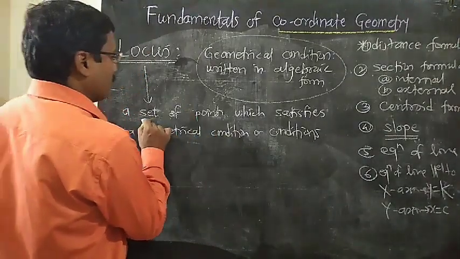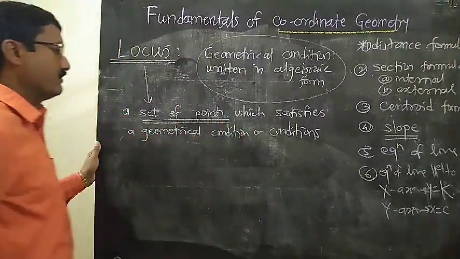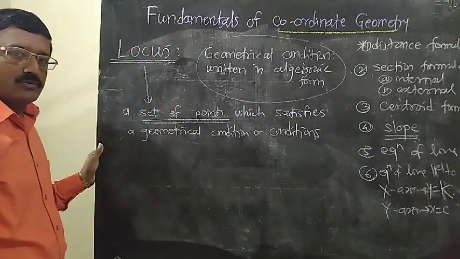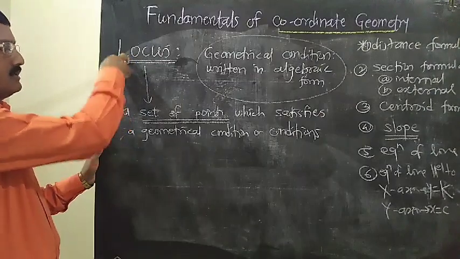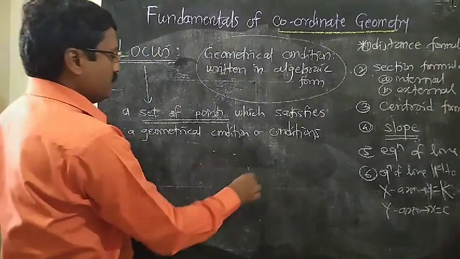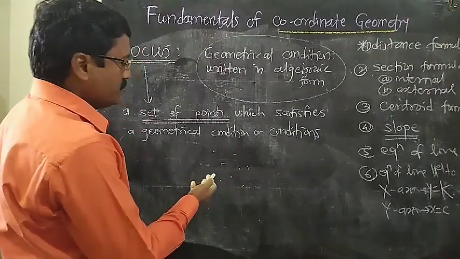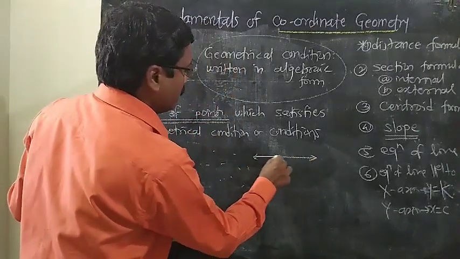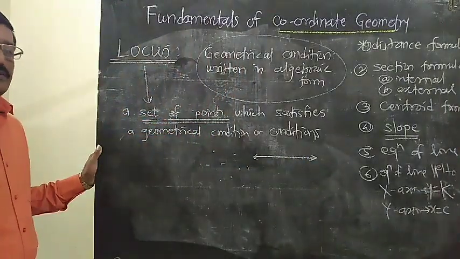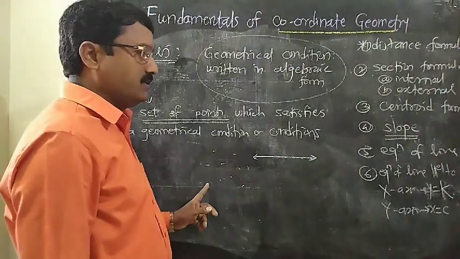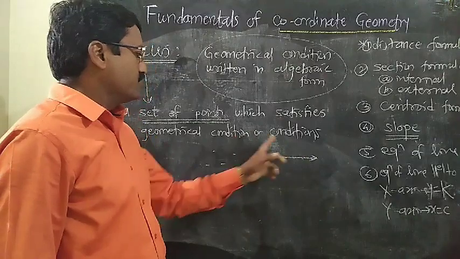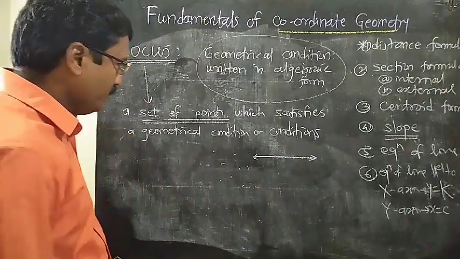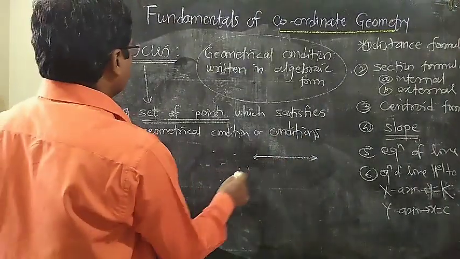The main important thing is a set of points. Every set of points does not imply a locus, but a locus is a set of points. If you take this set of points, then this is not a locus. But if you take points which are collinear, then it's a locus, because these points satisfy a geometrical condition that all those points are on a single line, or those points are collinear points. So this is a locus, this is not a locus.